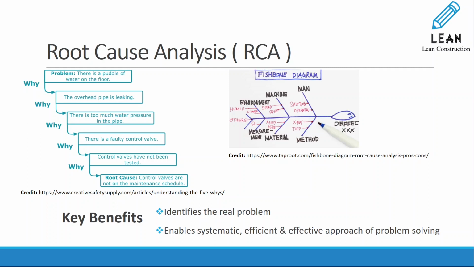The fishbone diagram is another useful tool for problem solving. It involves drawing a fish and placing the problem you're trying to solve in the fish's head. You then draw lines from the fish spine to various parts of the fish body to represent potential causes of the problem. By doing this, you can identify the root causes and develop effective solutions.